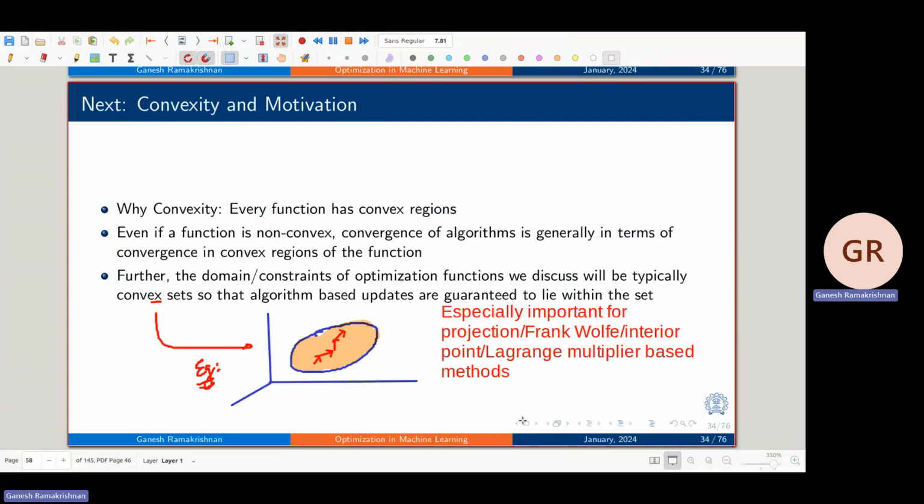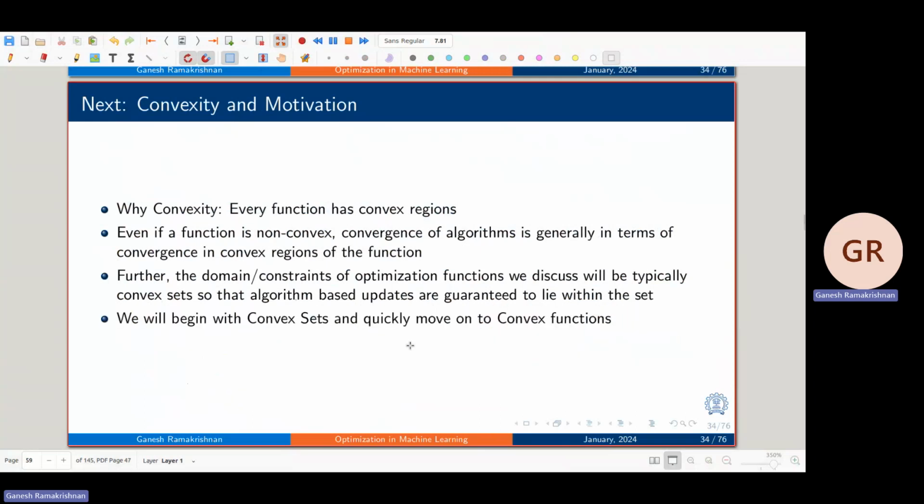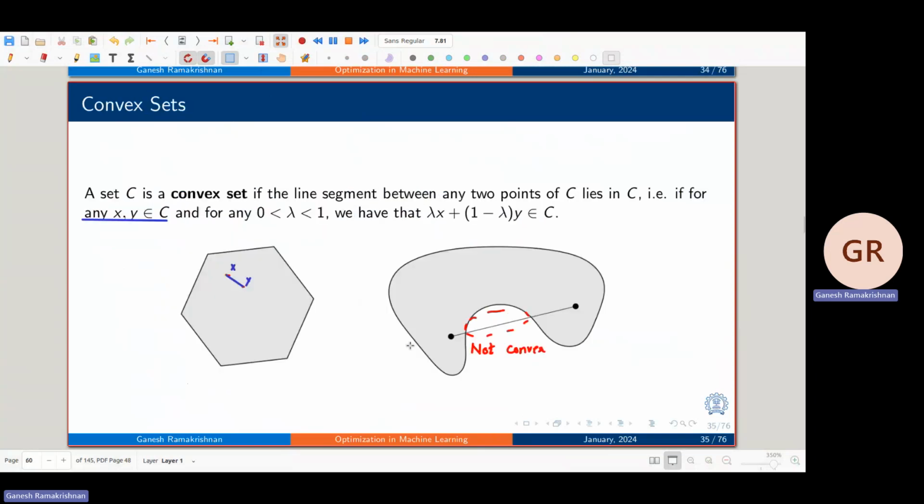Okay. Yeah. So the other thing is, the domain constraints of optimization functions will typically be convex sets. So the domains are themselves convex sets. That's the other reason convexity is important. So you want to make sure that all your subsequent iterates are within the same region, right? So convexity in the domain starts becoming important. So we'll quickly do convex sets and convex functions. Won't take too long. Okay.